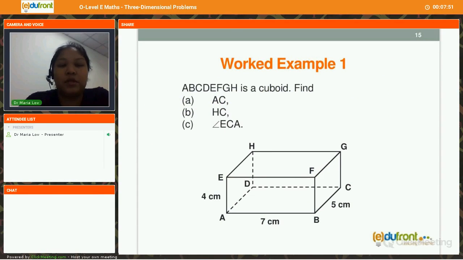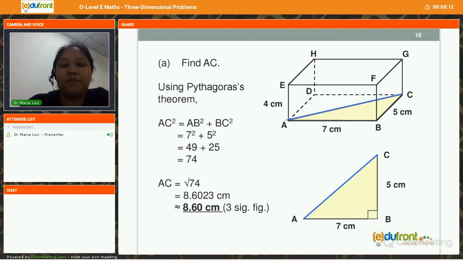So let's take a look at the first example. The first example is quite a straightforward question. We are given that ABCDEFGH is a cuboid. We need to find the length of AC. We need to find the length of HC. We need to find the angle ECA. So let's take a look at each part individually.